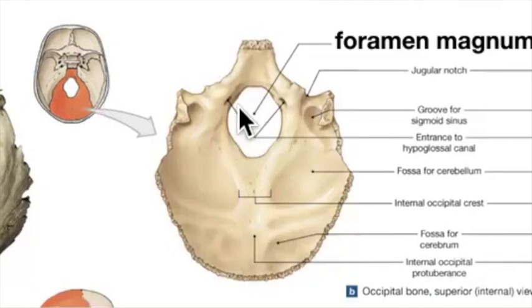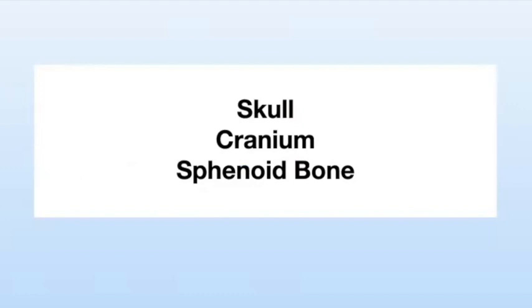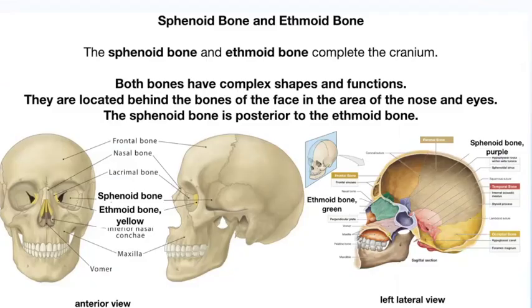And of course, we're seeing the foramen magnum. Okay, moving on. So the next bone we're going to look at in the cranium is the sphenoid bone. The sphenoid bone and the ethmoid bone, which will follow next, complete our trip around the cranium, except for clapping the temporal bones on like earmuffs.